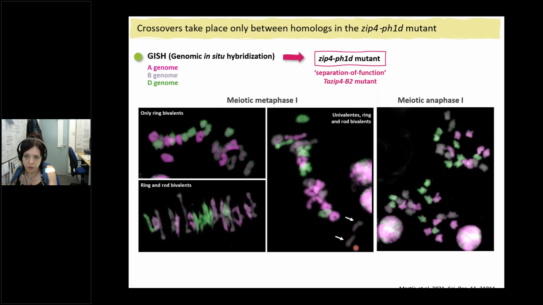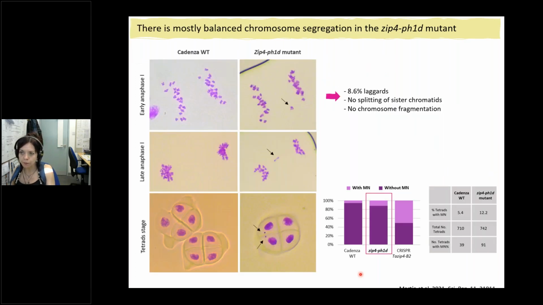Moreover, even when some univalents were present, they resulted from crossover failure between homologs, as you can see here, indicated by an arrow. So this confirms that the ZIP4 Ph1 mutant retains the ability to promote synapsis between homologs.